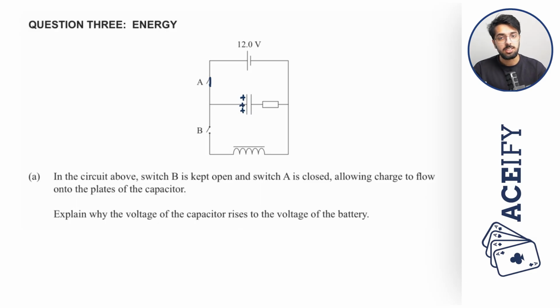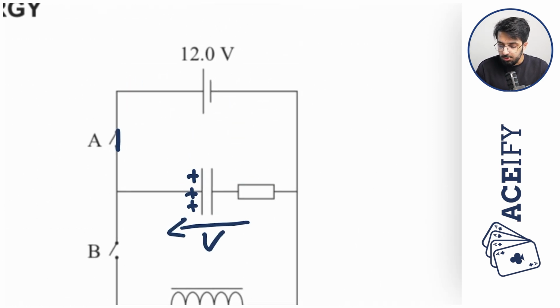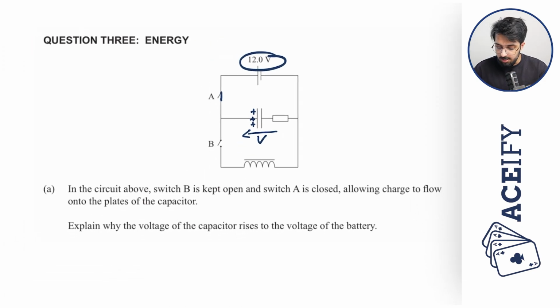At this point, once the capacitor is fully charged, the current will almost be at zero, and this happens because the potential difference across the capacitor is equal to the potential difference across the power supply. And this makes sense because we have two opposing EMFs, which are equal in magnitude, and so therefore no current will flow. Okay, and so that is why the voltage of the capacitor rises to the voltage of the battery.